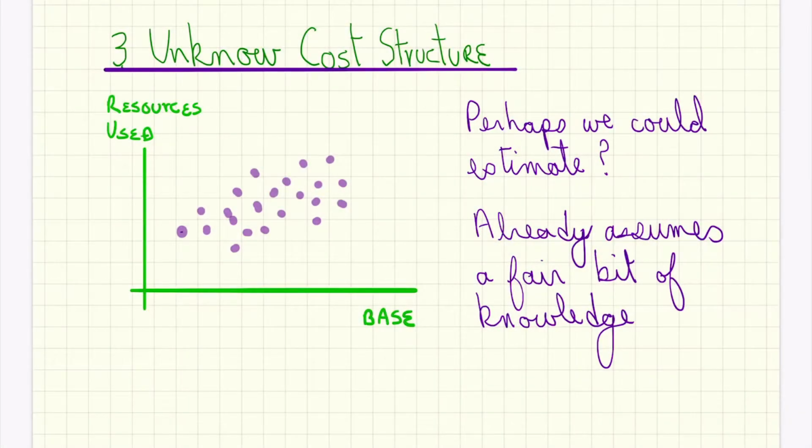Now, what happens if we have an unknown cost structure? Perhaps then we could estimate a fixed and variable portion, but that already assumes we have a fair bit of knowledge. For example, in drawing this scatter graph here, I'm assuming that not only can we measure the amount of resource used, which is sometimes a little trickier than it seems, but also that we know which base is giving us this sort of relationship. We may not actually know what the base is, or we may not know whether there's more than one base that's at play here.